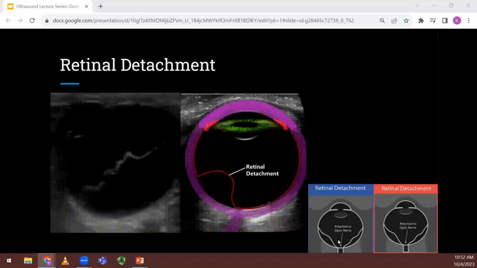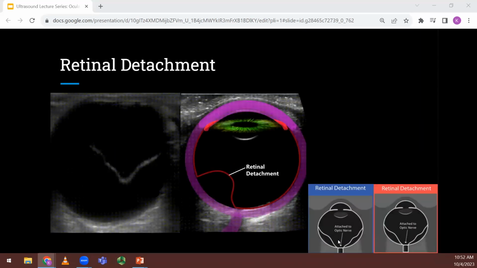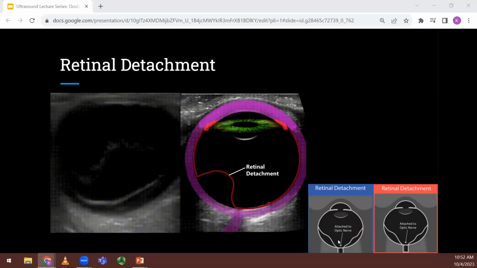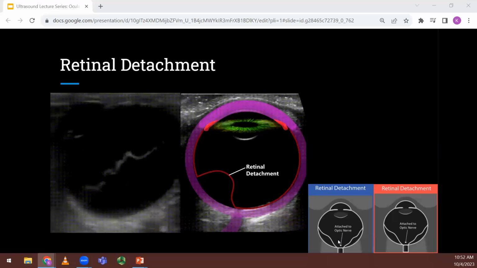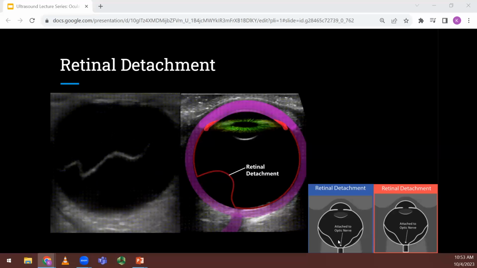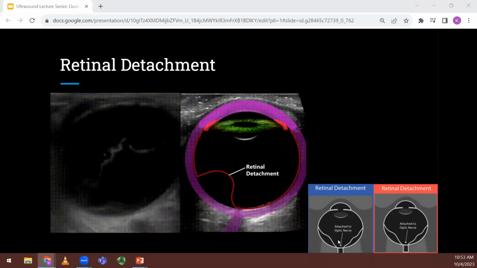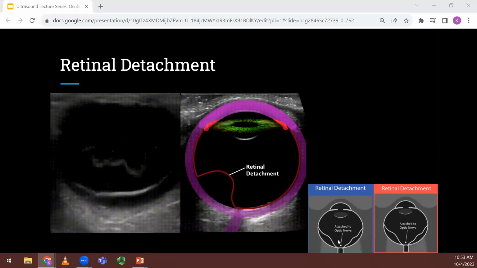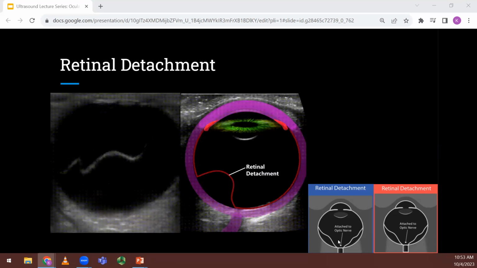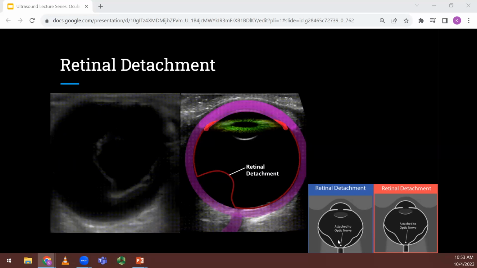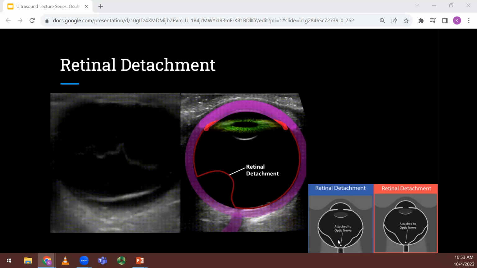Okay. So the reason I decided to do retinal detachment first is because if ocular ultrasound is good for one pathology, it's going to be for this one. First of all, retinal detachment is an emergency. It's a do not miss diagnosis. Ocular ultrasound is 97% to 100% sensitive and 83 to 100% specific for retinal detachment. And that is when it's done by emergency medicine physicians, not even by ophthalmologists. So we are good at detecting this, and the ultrasound is a good tool.